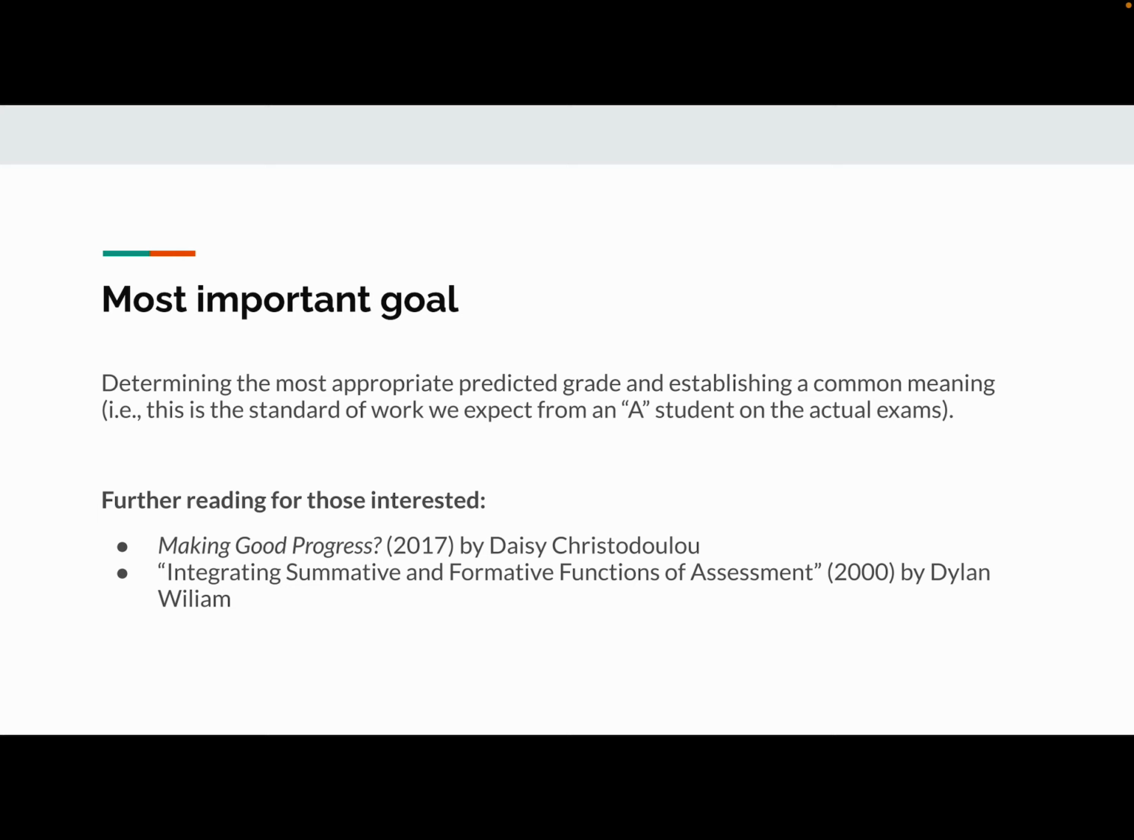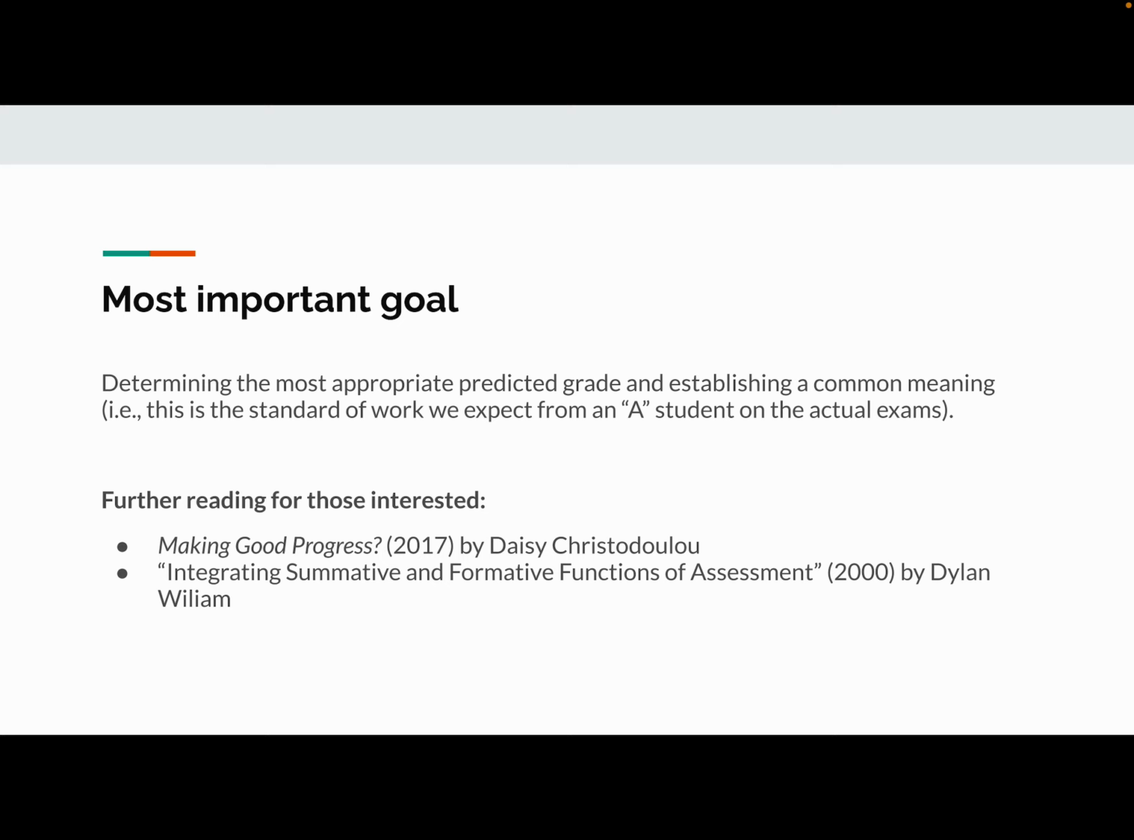The most important goal, in my opinion, is to determine the most appropriate predicted grade, as students do really need this to go to university later on, especially if they are taking A levels. In essence, we are establishing a common meaning, aka this is the standard of work that we expect from an A student on the actual exams. Therefore, this is the corresponding performance on a mock exam that is kind of similar to the real exams.